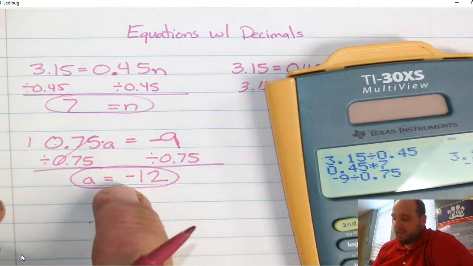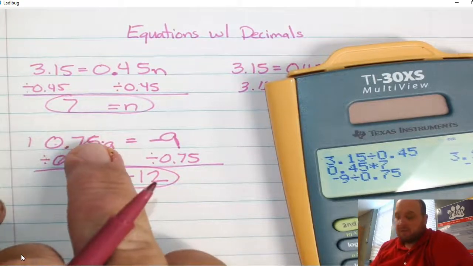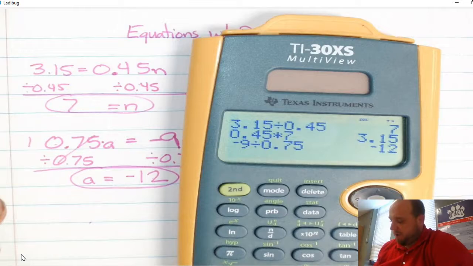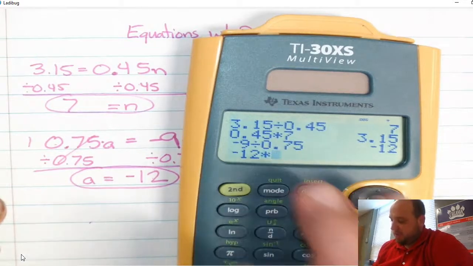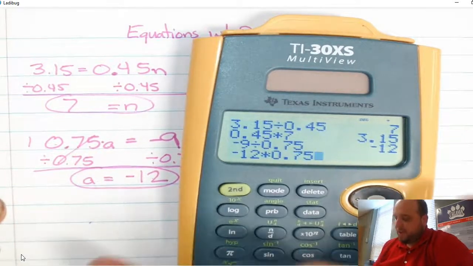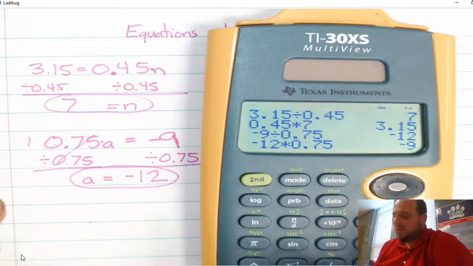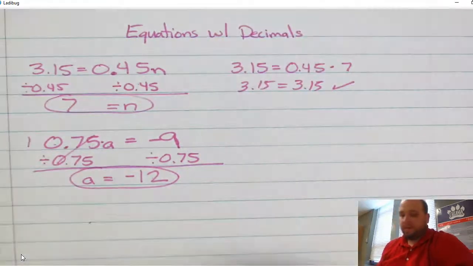Again, I could double check that answer by putting it back into this equation. I could put -12 in for a, and multiply that by 0.75, and I better get an answer of -9. And I do. So that lets me know that I've done it correctly. All right. Good luck.